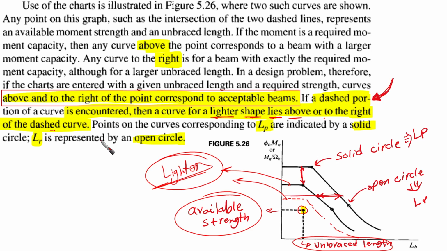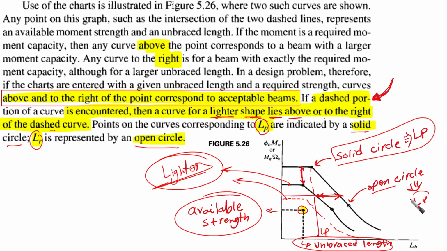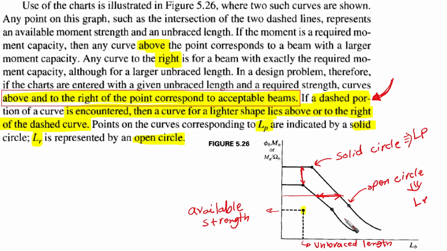Okay, points on the curves corresponding to LP are indicated by a solid circle, as I have said before, and LR is represented by an open circle. So this solid circle indicates exactly LP, and the open circle indicates LR. So here we have LR. Remember that they are indicating both.